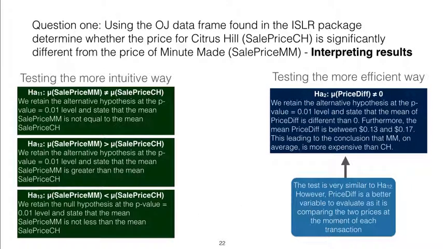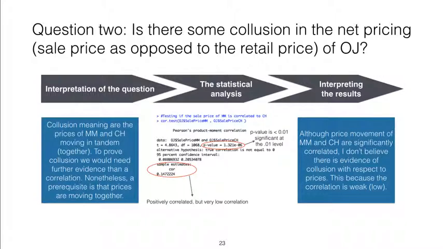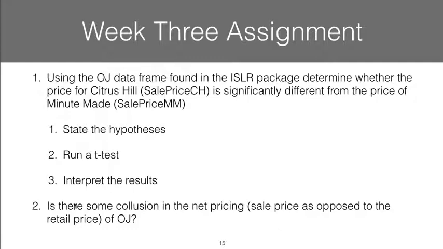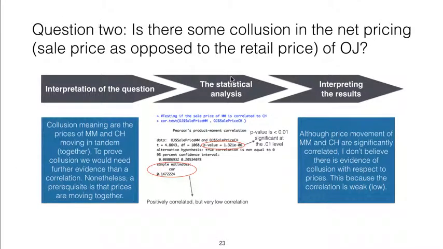Okay? Moving on, the correlations. So, again, my question was, are the two prices colluded? Are they colluding in prices, Minute Maid and Citrus Hill? Is there some collusion in the net pricing? Okay? So, here I am.